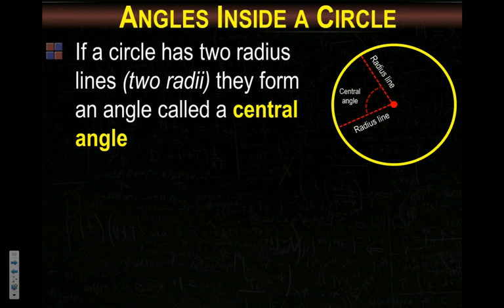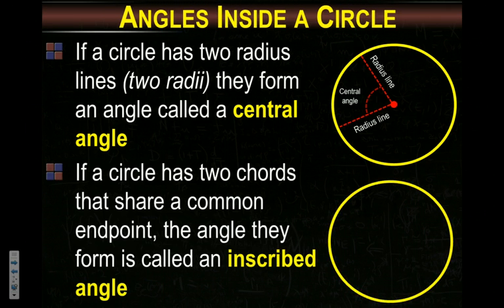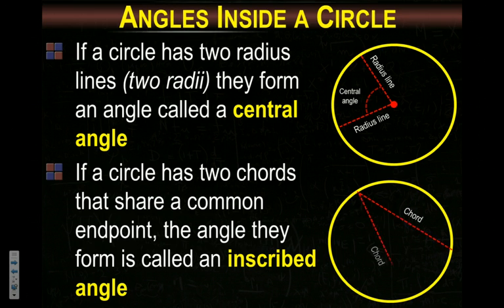Now, if we have two chords, which means they don't pass through the center, and they have a common endpoint, which would be somewhere along the circle, they form what's called an inscribed angle. Here's an example. So I have a point creating a chord, and this point creating another chord. But notice they share the same point. So that point is shared by this chord and that chord. That forms an inscribed angle, okay? That's the difference. This is what's called a central angle. This is what's called an inscribed angle.